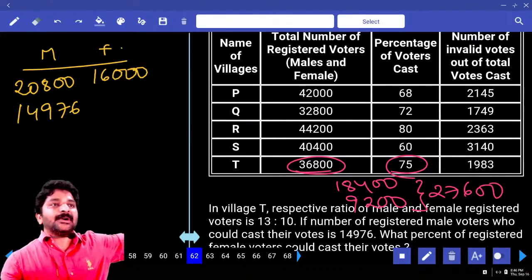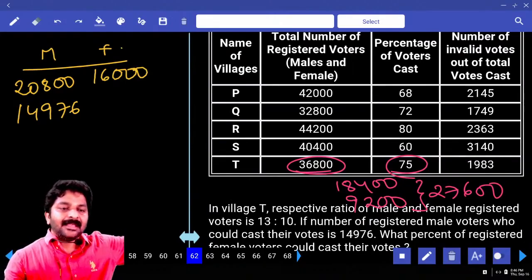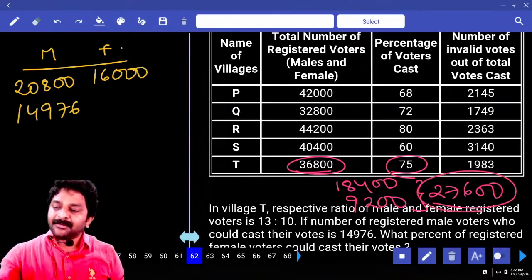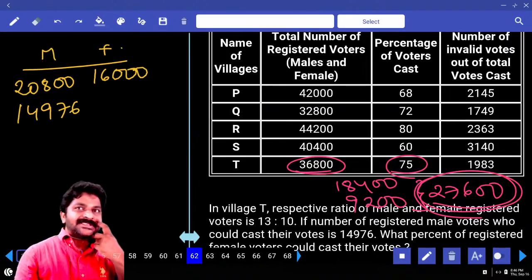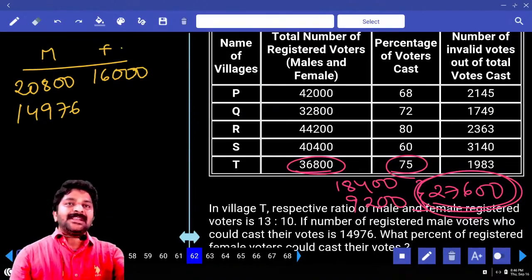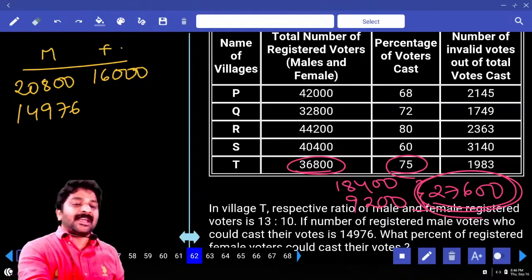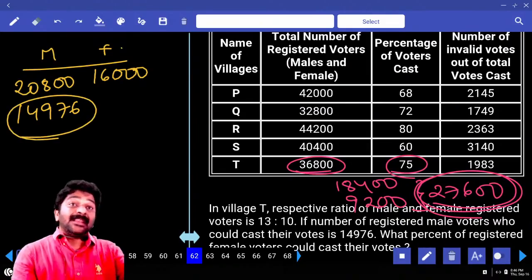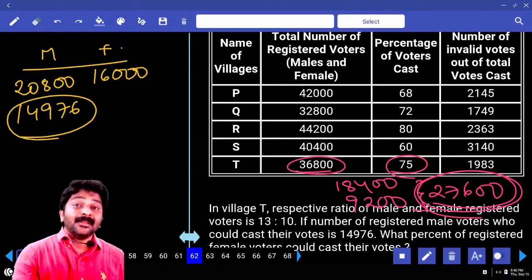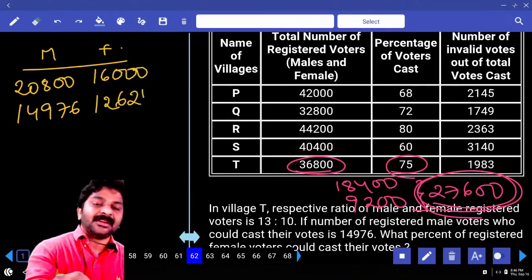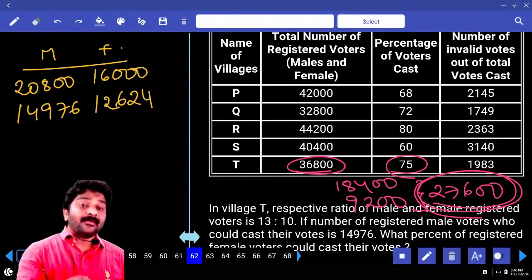Out of which 14,976 are male. Approximately treated as 15,000. Subtract 15,000 from this number, 27,600. How much is left? 12,600. Clear so far? But that number, 14,976, is how much less than 15,000? 24. Now let's add that 24. So it becomes 12,624.